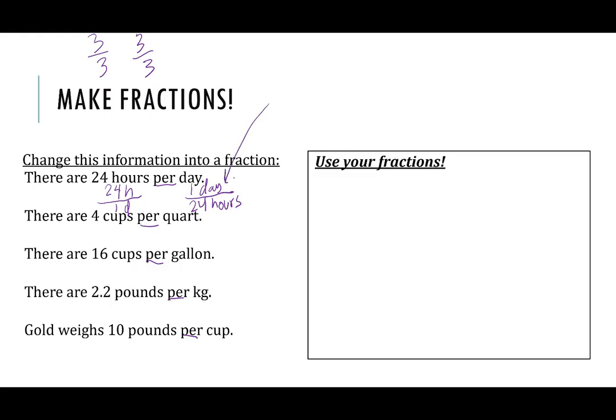A few weeks ago you talked about fraction division. You learned this word, reciprocal. Right, so the numbers are reciprocals of each other, 24 over 1 or 1 over 24. Alright, you're going to write the fractions, remember 2 per each, for the rest of these statements. One about quarts and gallons and pounds per kilogram and gold at the bottom. Go ahead and write both sets of fractions for each of these as you pause the video. Ready, go.